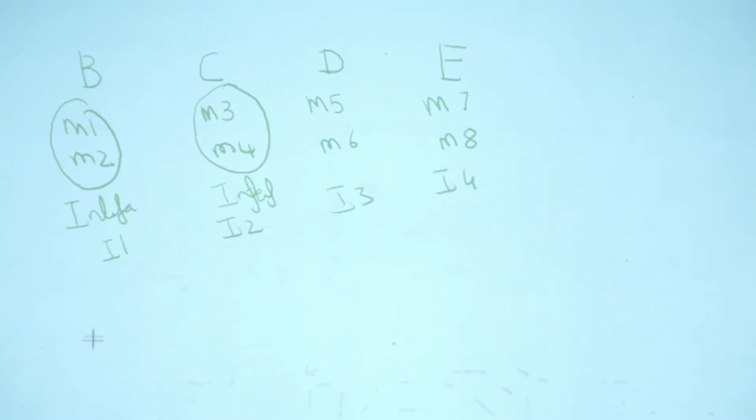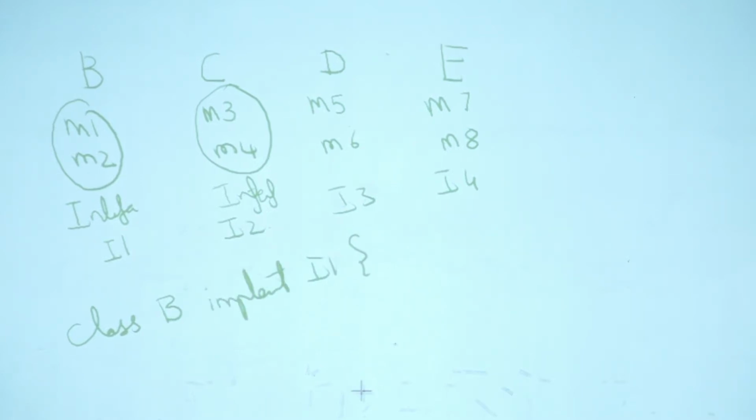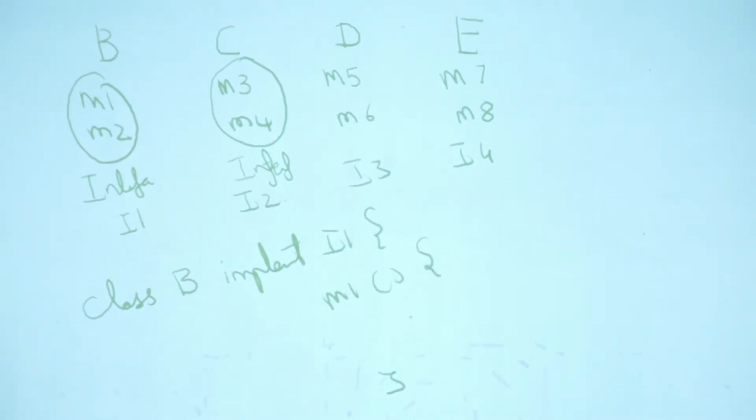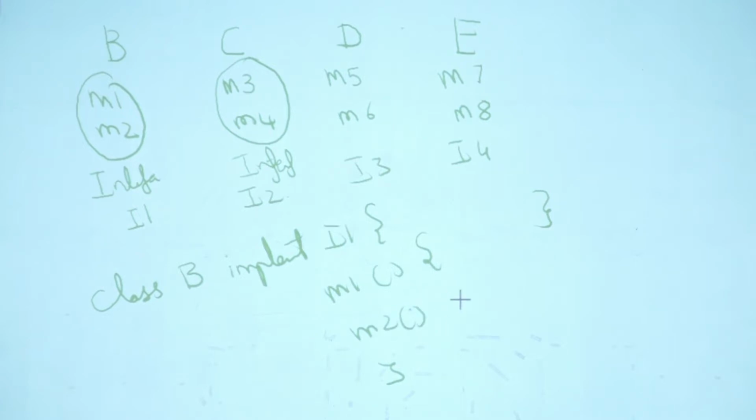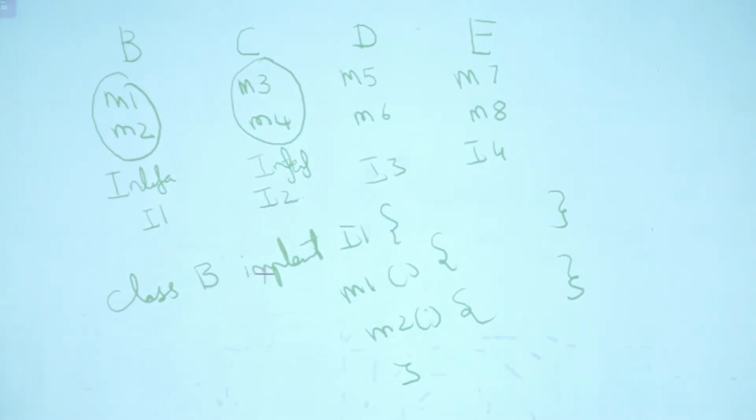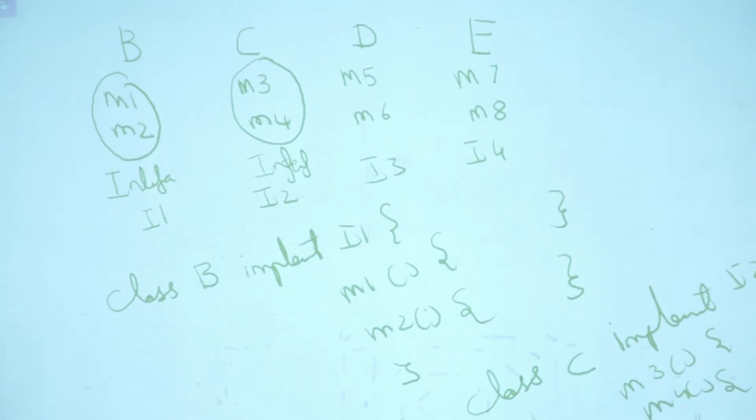So class B, because it provides this functionality, will say class B implements I1, and it will provide the logic for M1, whatever the logic is, and it will provide the logic for M2. So that is class B. This will be interface I2. Similarly, class C will implement I2. By implementing I2, it will provide logic for M3, M4, and so on. Class D similarly will implement I3, class E will implement I4.